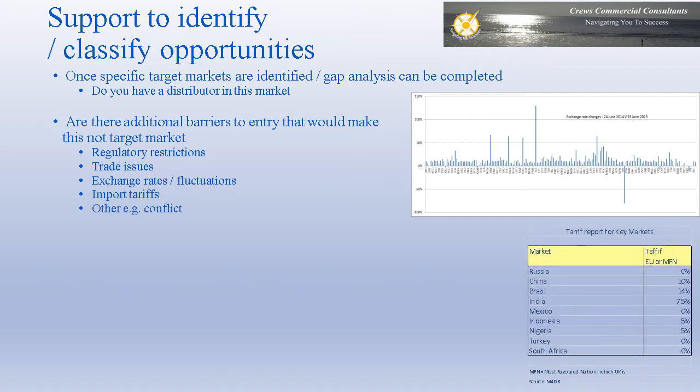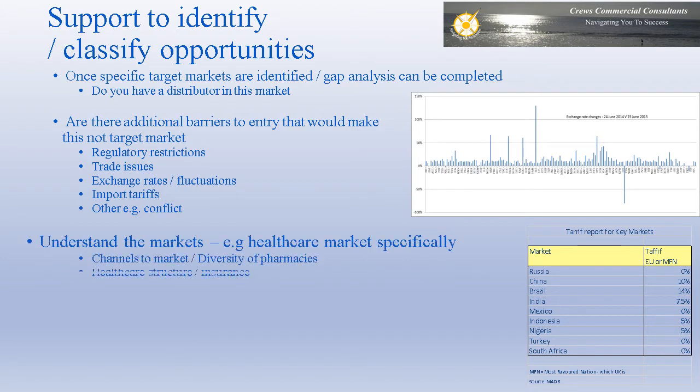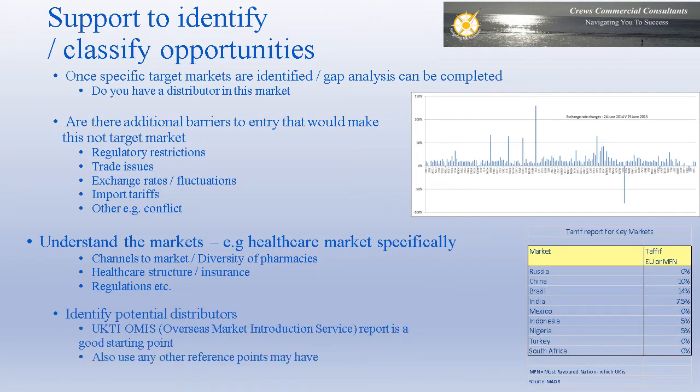Are there import tariffs? So, for example, on incinerators, this is a list of import tariffs from EU countries or most favoured nations that you need to factor into your considerations. Again, on each individual market that's specific for you, are there channels to market? For example, on healthcare, are the pharmacies all focused into three or four, or are they very, very diverse? What are the healthcare structures? What's the healthcare insurance? What are the regulatory rules for that specific market for your industry?